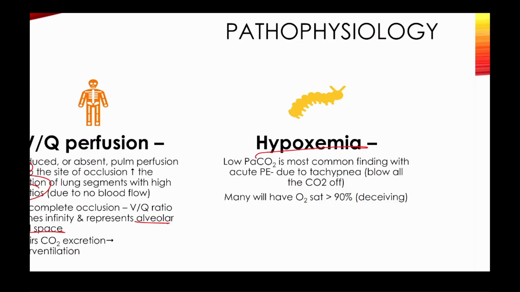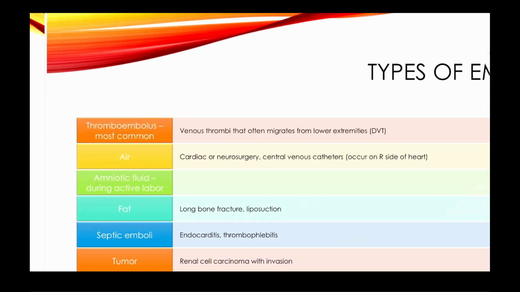Hypoxemia makes sense. Obviously, low O2 sat, low perfusion, less gas exchange occurring. Many will have an O2 sat over 90 though. It looks deceiving, but it's still a PE. We'll show more pictures about that in a minute.